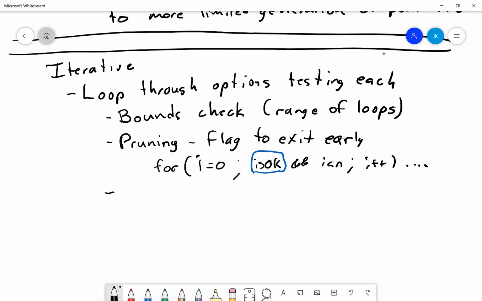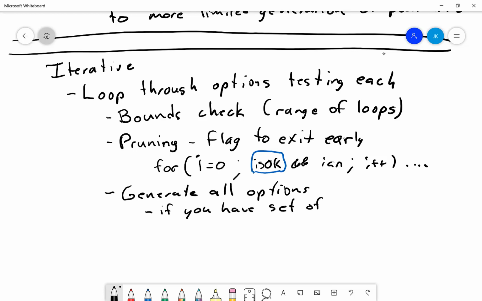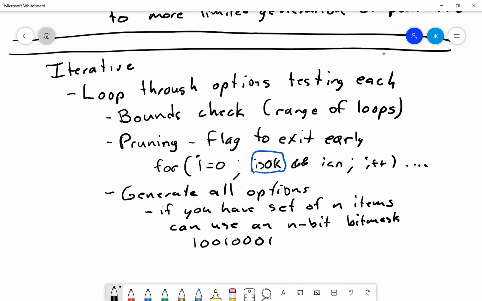As you're looping through, sometimes you want to generate all options. And I'll give you a couple of tricks for doing this. So one of them is if you have a set of n items, you can use an n-bit mask. Remember, a bit mask is when you have ones and zeros that indicate whether something is in there or not. So in this case, 1, 2, 3, 4, 5, 6, 7, 8. Okay, so 8. Assuming that things are small enough, you can then iterate through all of the numbers, all of the possible subsets.